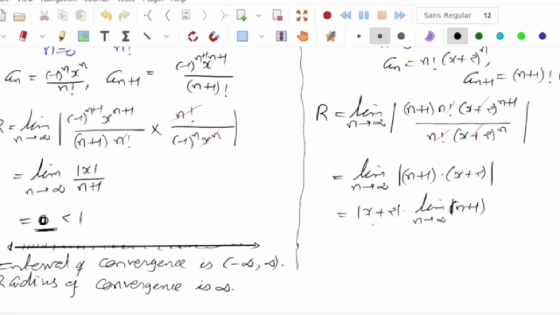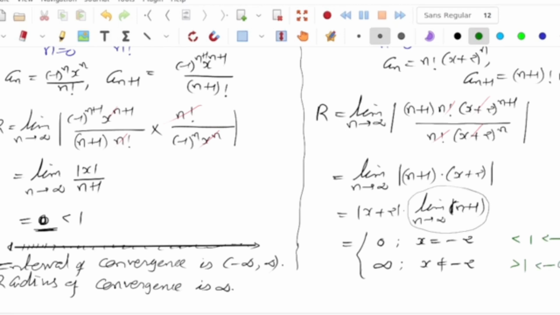Now what happened here? This is infinity. This goes to infinity only when x is not equal to -2. But when x is equal to -2, this quantity is 0. So this is equal to 0 if x is equal to -2. When x is not equal to -2, this goes to infinity. Going to infinity means it is more than 1, and 0 means it is less than 1. So r equal to 0 is less than 1, and r equal to infinity is greater than 1. So this is the case when the series is convergent, and this is the case when the series is divergent.